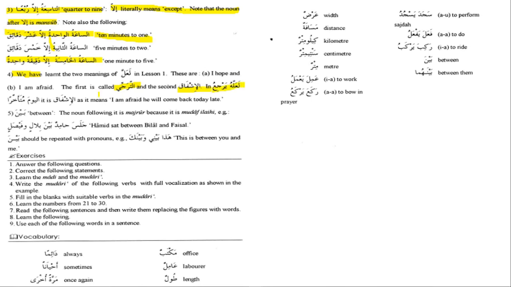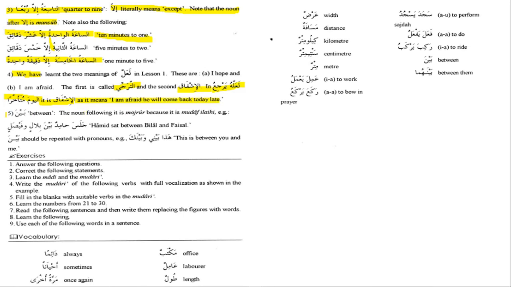Take for example, لعله يرجع اليوم متأخرا. So I'm afraid he will come late today. يرجع اليوم متأخرا, he will come late today. لعله, I'm afraid he will return today late. So in this case, لعل is for al-ishfaq. It is, I'm afraid, it is not I hope it comes late. So the meaning determines the type that you use. As it means, I'm afraid you will come back late today.